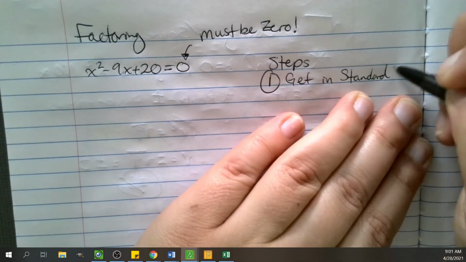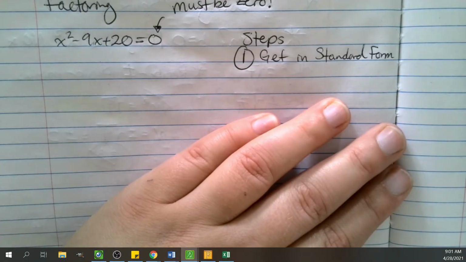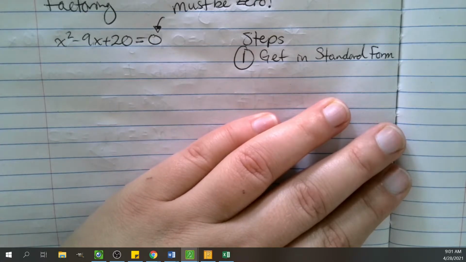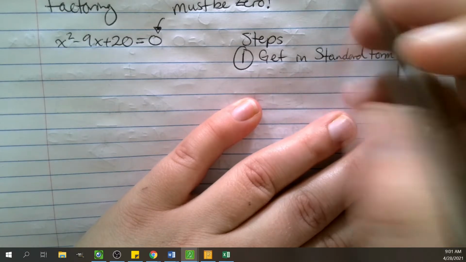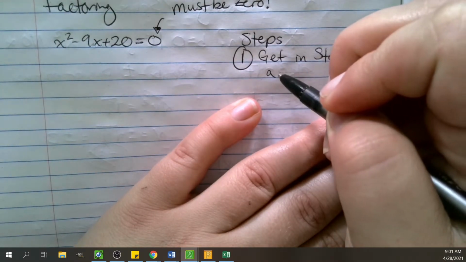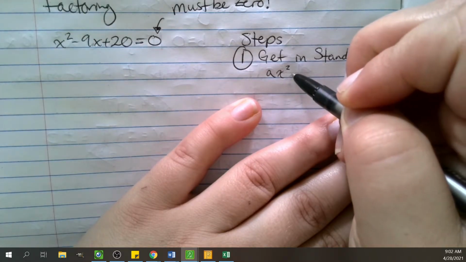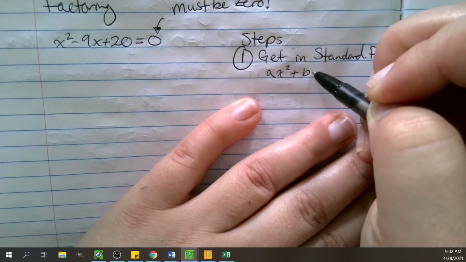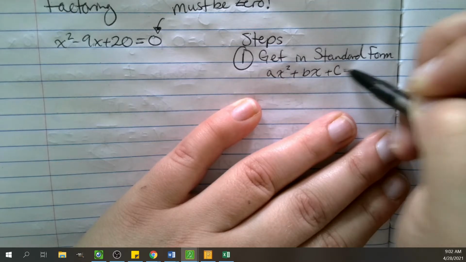Get it in standard form. Does anybody remember what standard form is? It is. Can we put it in a general standard form so that we know what to check? X squared. Good. Really good.